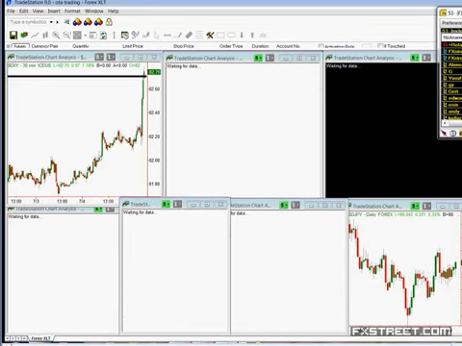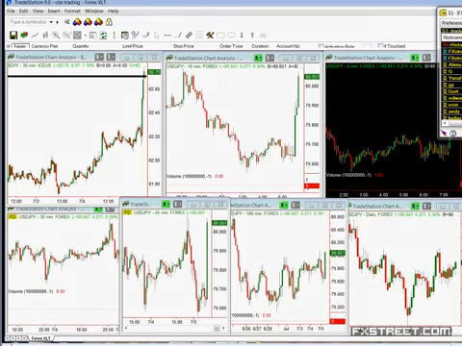Why don't we go over to the yen? I think the yen's probably where we might find something a little closer. Okay, we'll go over to the spot yen.